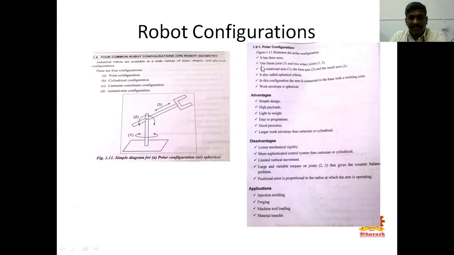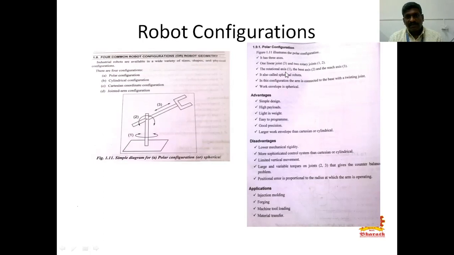First one is the polar configuration. This is a diagram for the polar configuration. Here, look at this. Joint 1 is a revolute joint, 2 is also a revolute, rotary joint, and 3 is a linear joint. It has 3 axes: 1, 2, 3. Joint 3 is a linear joint, and 1 and 2 are rotary joints.